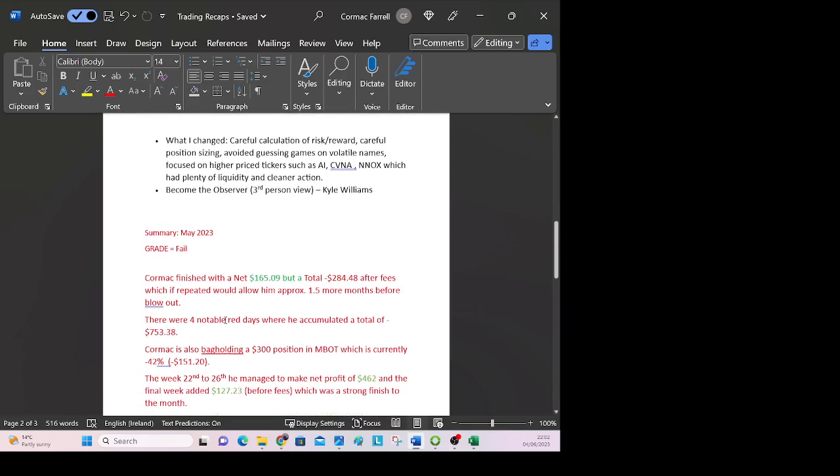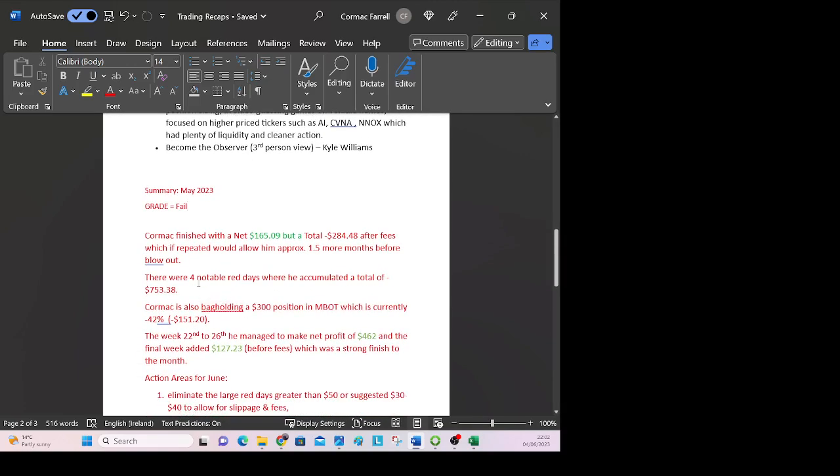Objectively, I think. So this is how I would explain it if I was a teacher, or if I was in a prop firm. Cormac finished with a net 169, but total of that after fees, which if repeated will allow him approximately 1.45 more months before blowout.